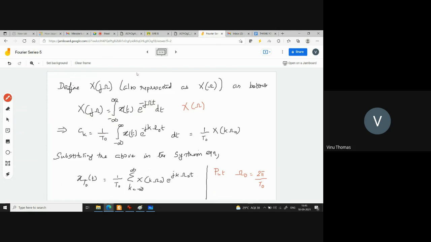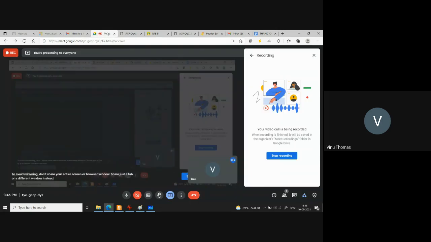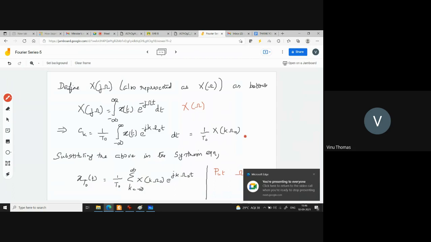Now, therefore, this ck, which you had written as 1 by T0 integral from minus infinity to plus infinity x of t e raised to minus jk omega 0 t dt, can be written as 1 by T0 X of k omega 0. So ck is equal to 1 by T0 X of k omega 0.